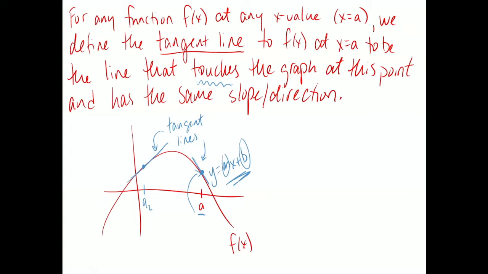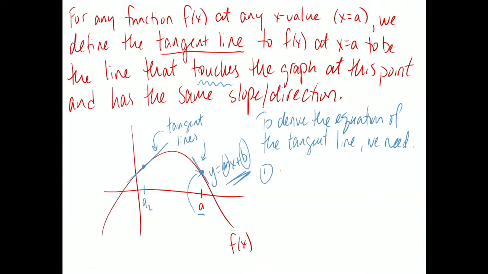But I think this is setting up for something I don't need to do a whole lot of work to figure out, because why? What is it that I know? If I want the equation of the line, I'm going to need to know the slope, and I need to know a point. So to derive the equation of the tangent line, we need two things. One, we need the slope of the line, and two, we need to know a point that's on the line.